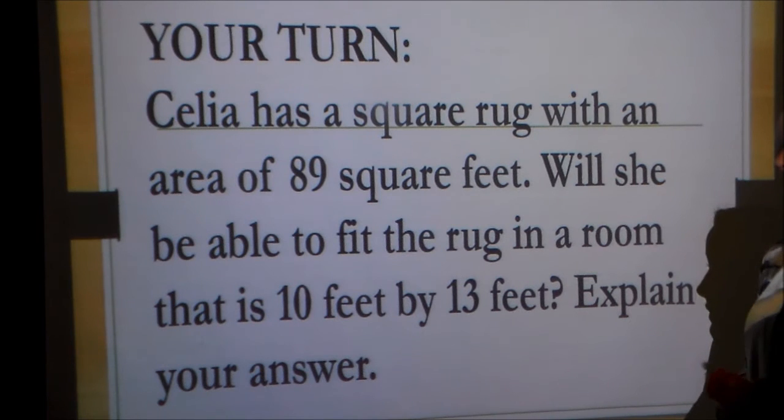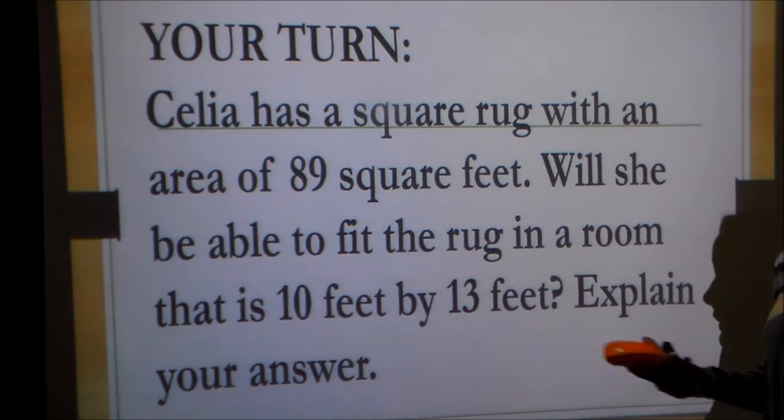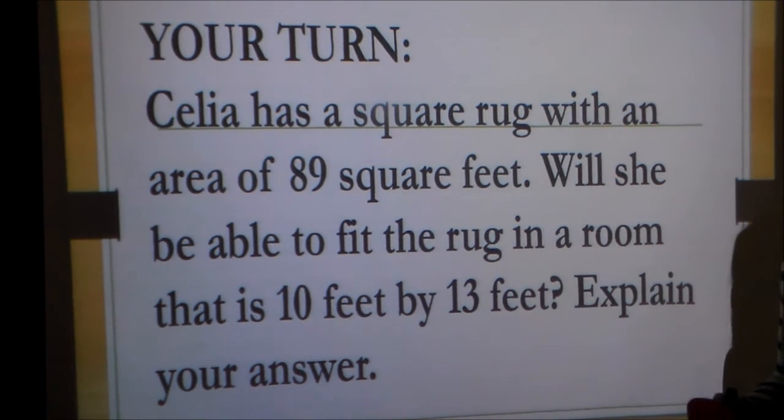It's not good enough to just say yes or no. It's not good enough just to have a number answer. You need to explain why you think the way you think about it. So take a minute, pause the video, go ahead and work on that.